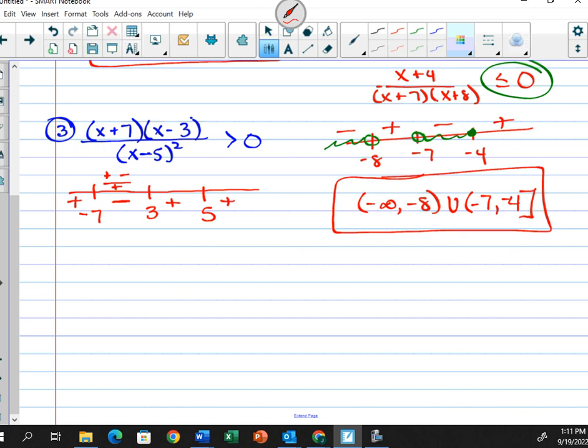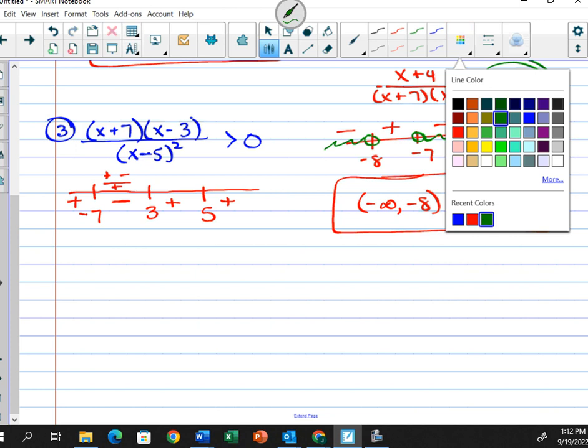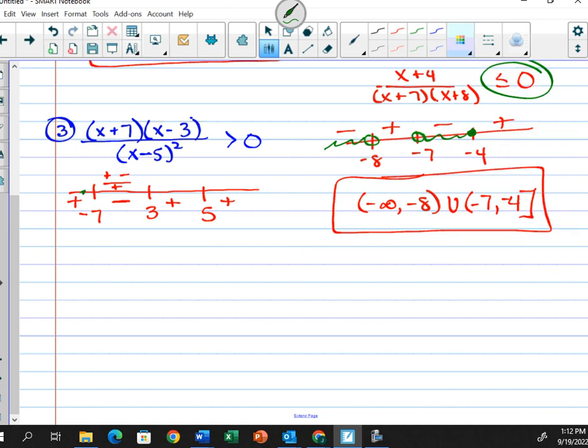Plus over here. A lot of you got the number line right and just couldn't quite get the answer in interval notation correctly. I want greater than 0, so I want this end, I want this piece, and I want this piece. Can I include the -7, 3, or 5? No, why not? Because it's not greater than or equal to. It just says greater than. So you're not going to include any of those points.